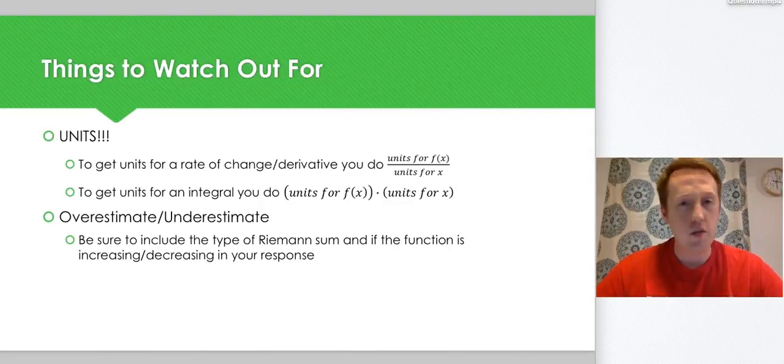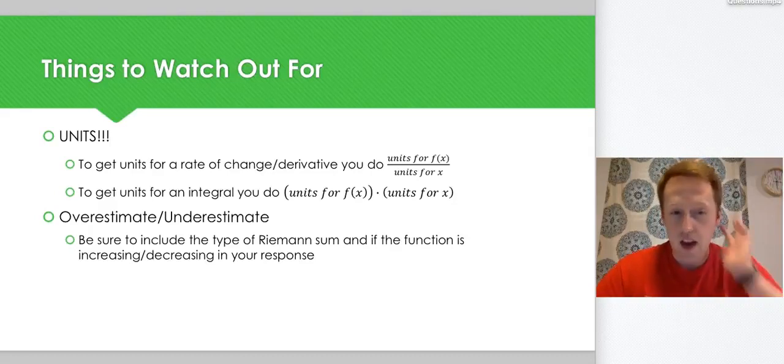Things to watch out for. Just like with the rates question, you're going to watch out for your units. To get units for a derivative or rate of change, you're doing the units for f over the units for x. If you were doing an integral, you do the units for f times the units for x.